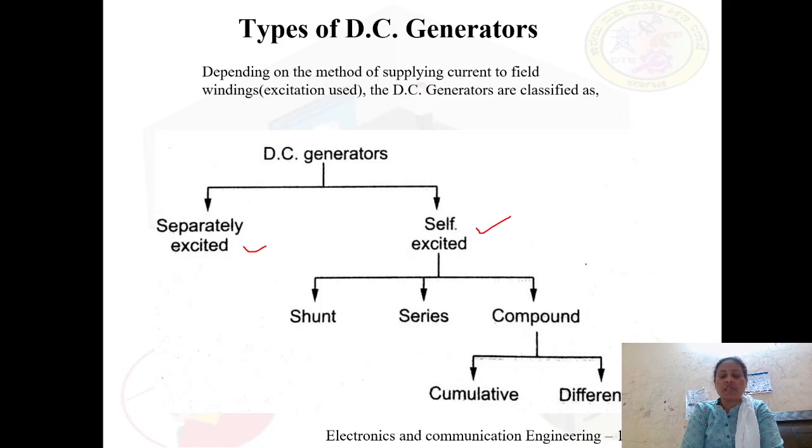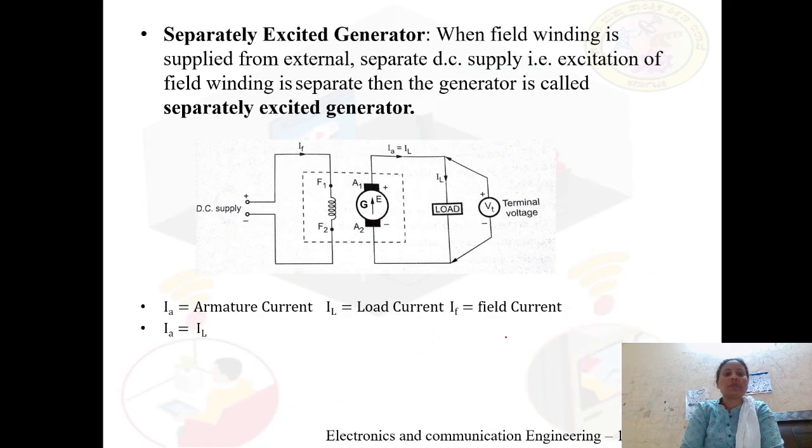The self-excited DC generator can be further classified as shunt generator, series generator and compound generator. Compound generators are further classified as cumulative and differential generator. Let us take one by one and we will see in detail. First, we'll take the separately excited DC generator.